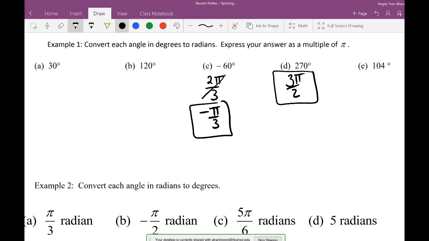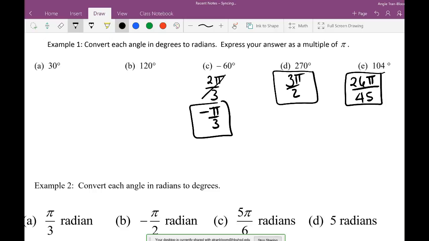Okay, we're on 104. Aaron, what did you end up with for 104 degrees in radians, please? 26 pi divided by, I'm sorry, 45. Someone confirm? Yes. If it's in radians, do I have to spell out radians? No. If I don't see a degree symbol, I'm just assuming it's radians, right? Okay. Yes.